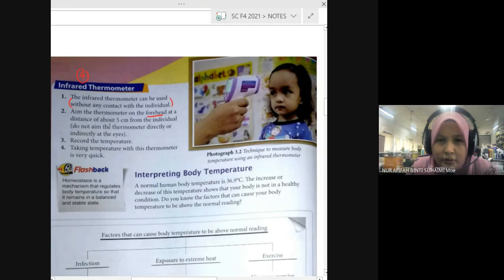Put it about 5 cm from the individual, 5 cm from the forehead. Do not aim the thermometer directly or indirectly at the eyes. Then we record the temperature. Taking the temperature with this thermometer is very quick. It's like a digital thermometer.